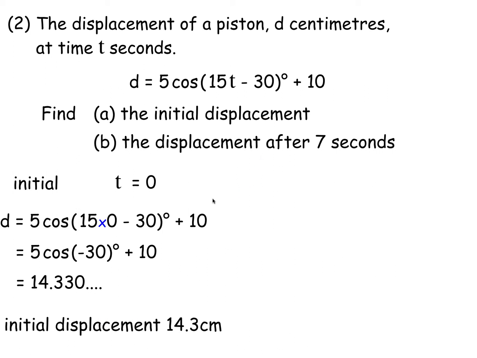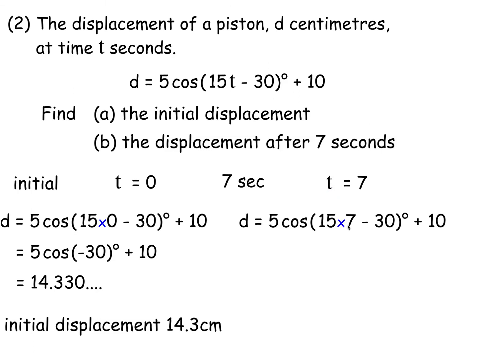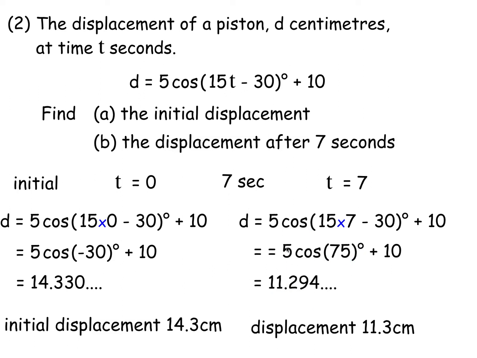That's when time is 0. And when it's 7 seconds, you have to put 7 in place of t into the formula. You can plug that into the calculator. That's partially worked out. There's the answer. Displacement's 11.3. It's simply substituting into a formula. So that's the maximum minimum values.